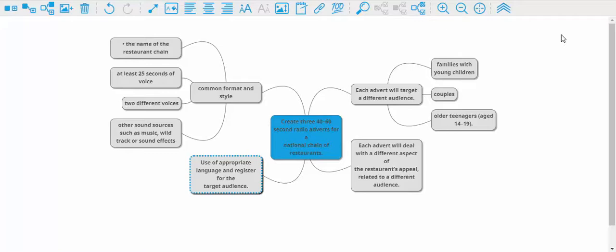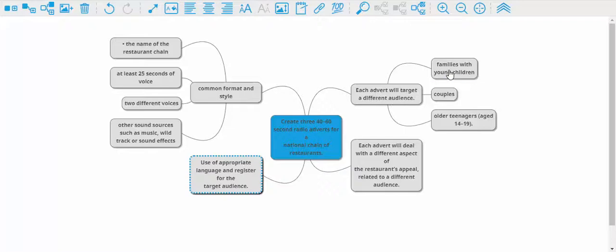Hey up. Okay, so what we've got here is the deconstructed brief. And I haven't deconstructed the whole thing, but hopefully you have, and you now have something that looks a little bit like this. The next stage then is to really start to explore these different areas. So each advert will target a different audience.